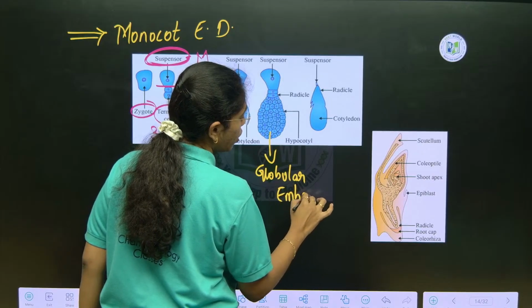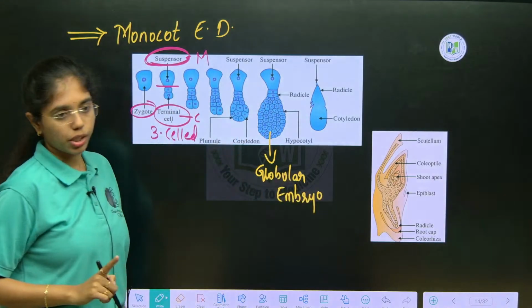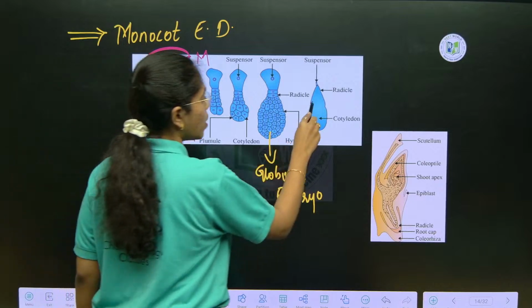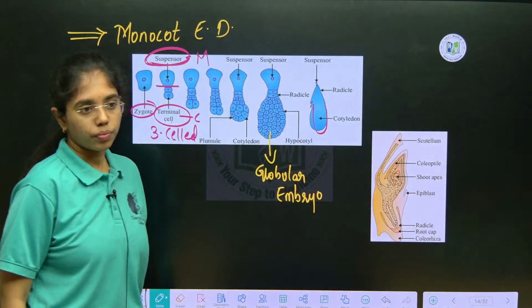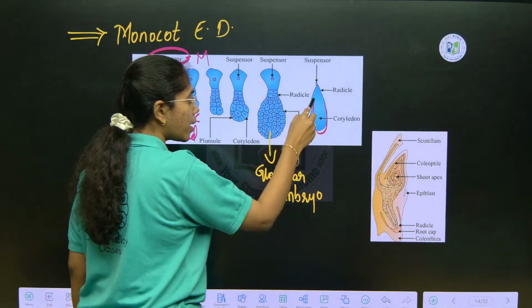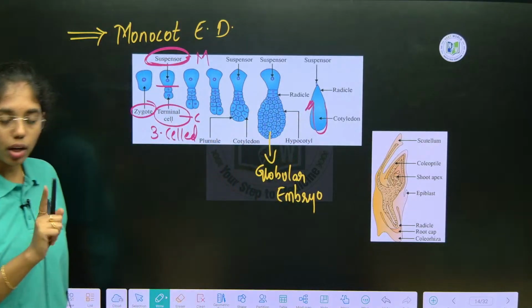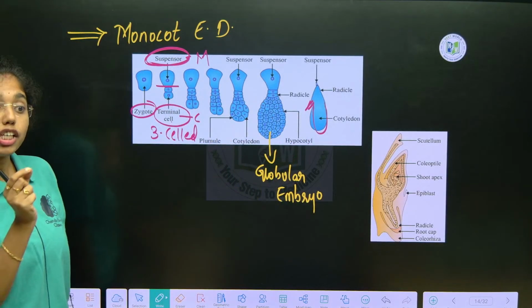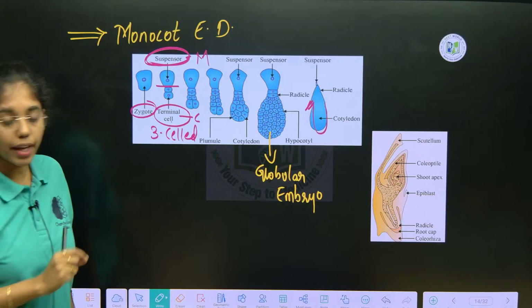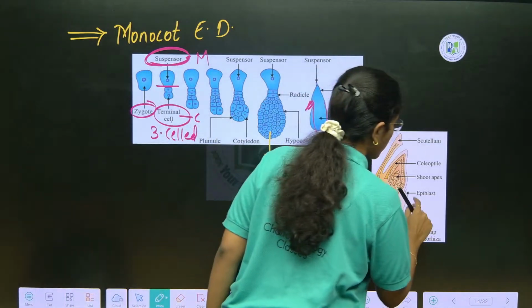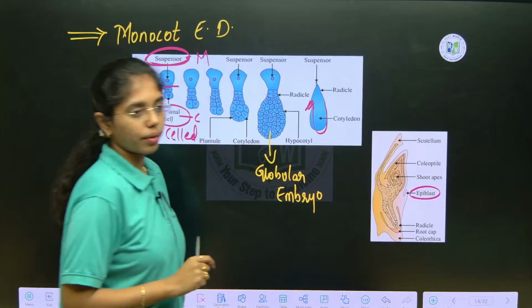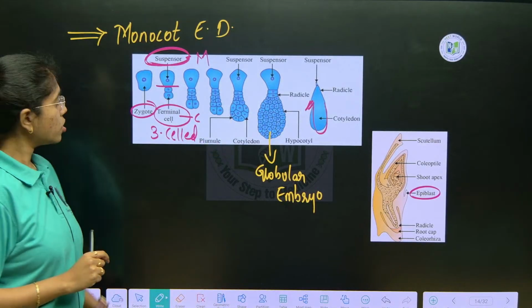The globular embryo will not further develop into a heart-shaped embryo, because it just has what? A single cotyledon. Okay, and these are what? Remnants of the second cotyledon. The second cotyledon will not form, but the initials of the second cotyledon will be there. Those initials are addressed as what? Epiblast here. Okay, so clear?